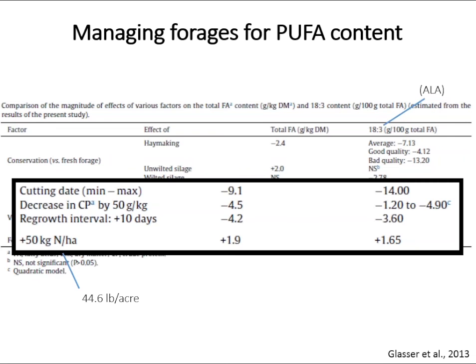So back to the crude protein. If your forage tests come back with lower crude protein, then you can pretty much expect that you're going to have lower amounts of total fatty acids and a lower percentage of those total as alpha-linolenic acid.